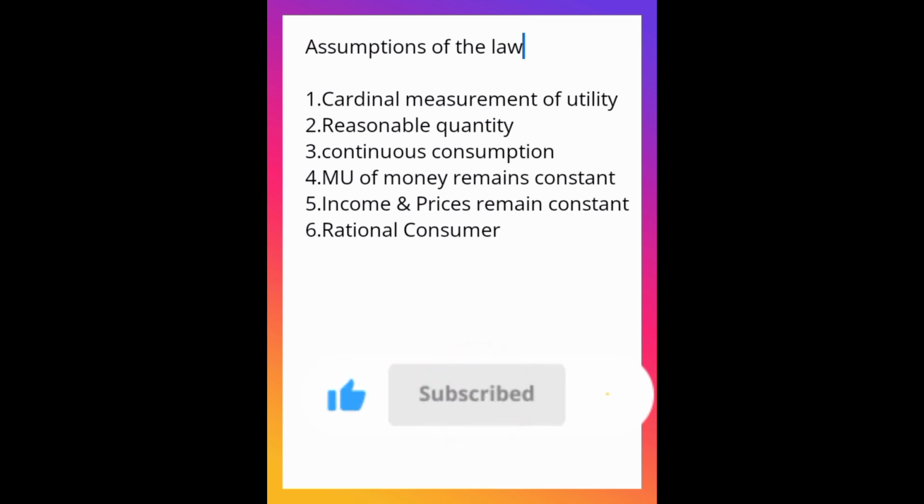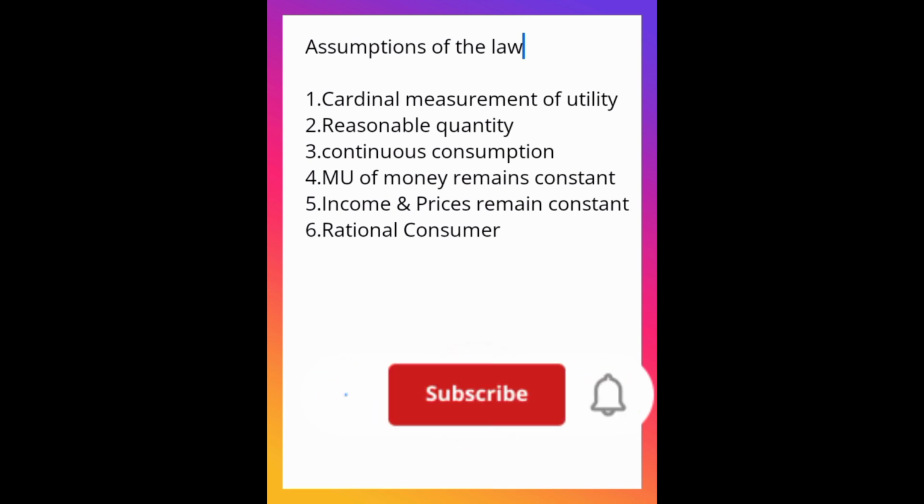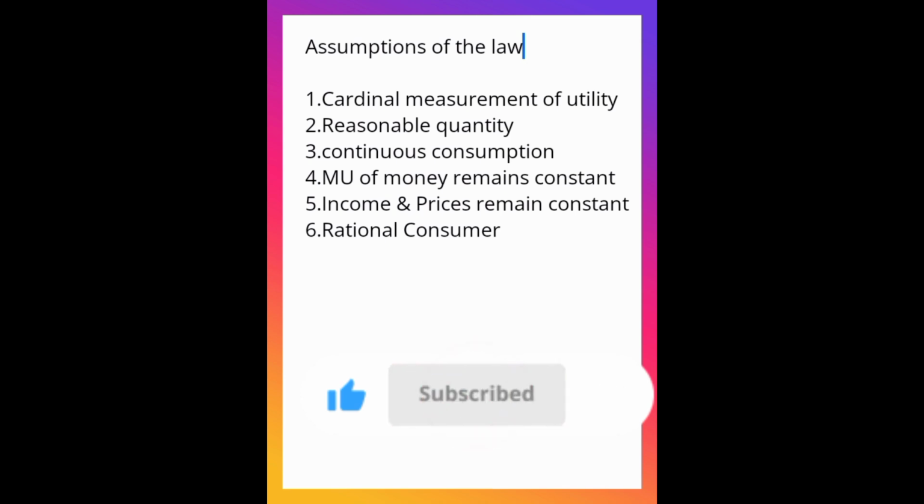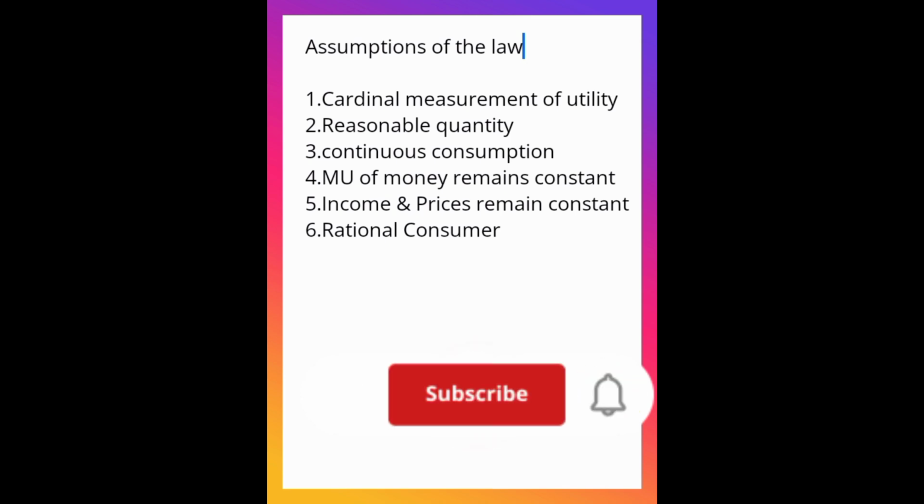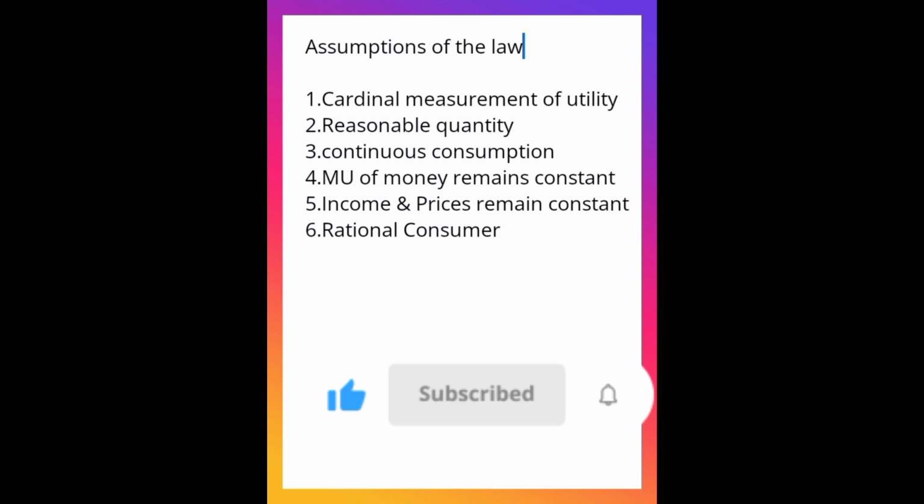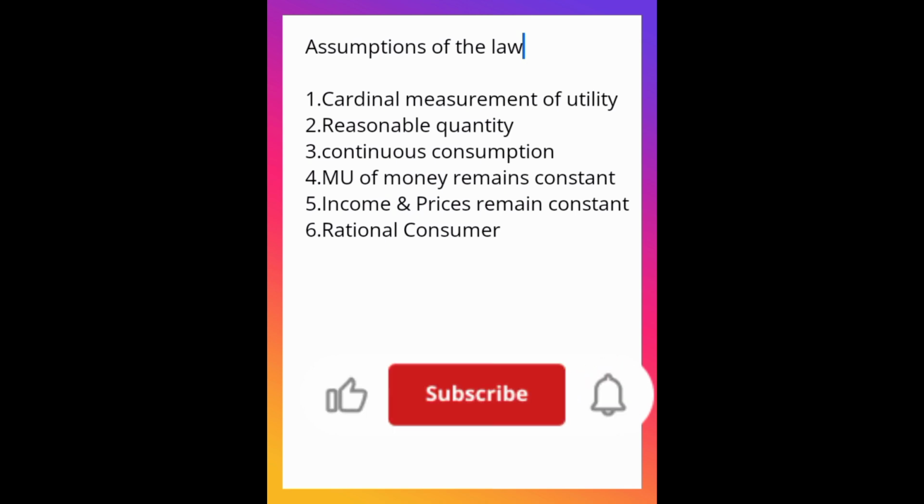Assumptions of the law of diminishing marginal utility. The first assumption is cardinal measurement of utility. We have already discussed that the utility which a consumer gains from the consumption of a commodity can be described in terms of units, that is 1, 2, 3, 5, 10, 20, etc. Second, consumption of a reasonable or suitable quantity. If we take the commodity in a suitable quantity, then the law will hold true.